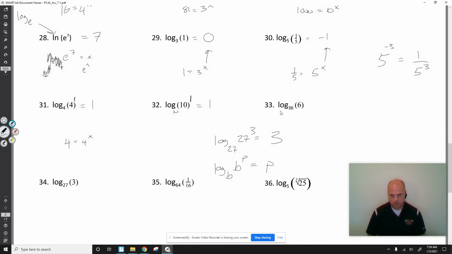This is not that situation. This is log base 36 of 6. So you can either take 36 to the power of both sides if you have an x here. If you take 36 to the power of both sides, you have 6 equals 36 to what power? That's going to be a 1/2 power, a square root. The square root of 36 is 6. So that's your answer.